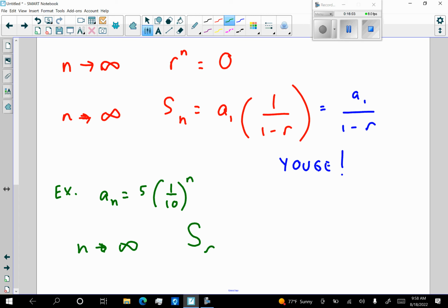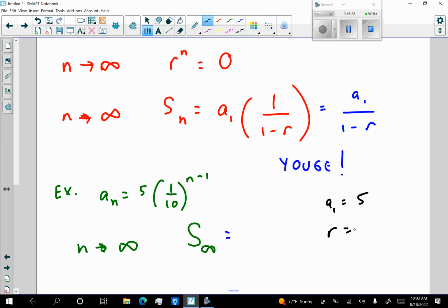Or we could say, what's the infinite sum for the geometric series defined by 5 times 1/10 to the n minus 1? What's the first term? The first term is equal to 5.